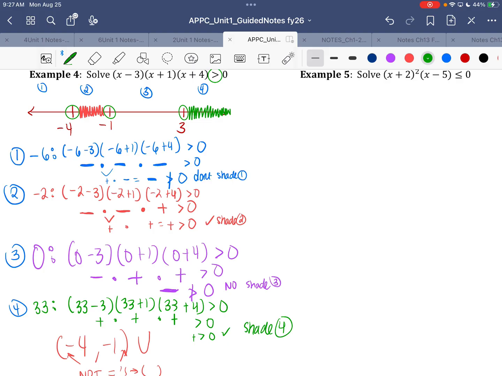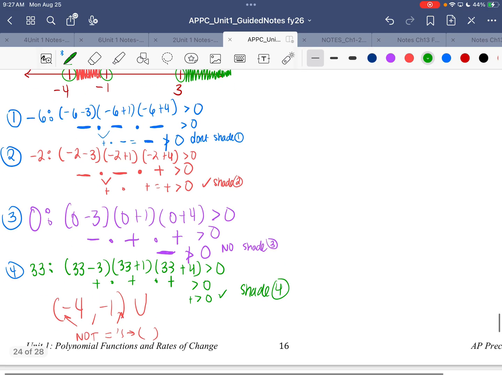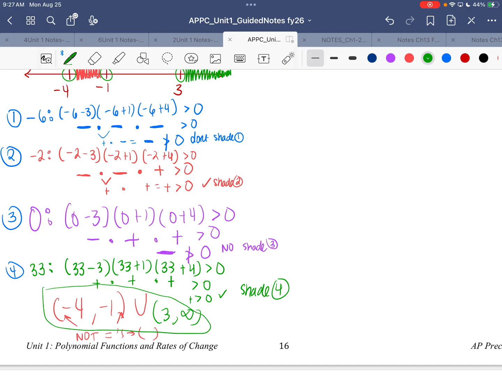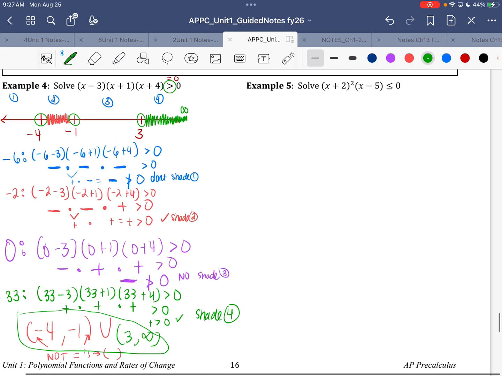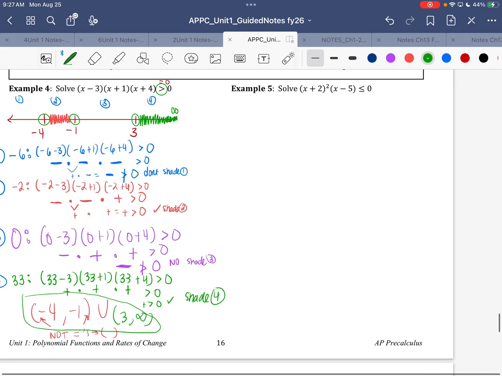Where am I shading on the right side? Where's this shading to? Infinity. So I'm going to go from 3 to infinity. Don't usually like to circle my answers, but I feel like it kind of got mixed in my work there. So that would be my final answer. That is where this is positive.